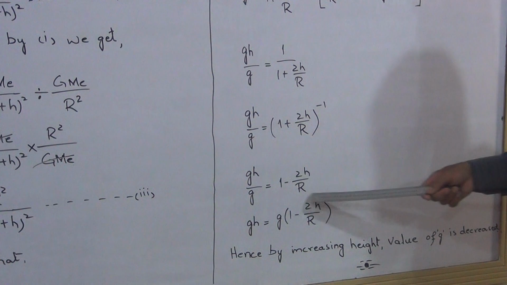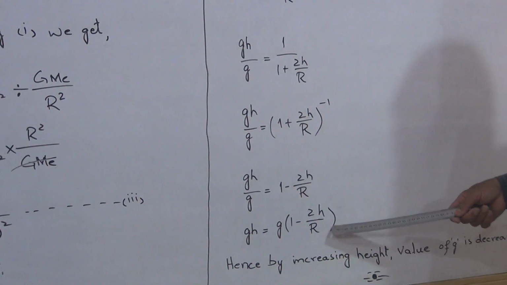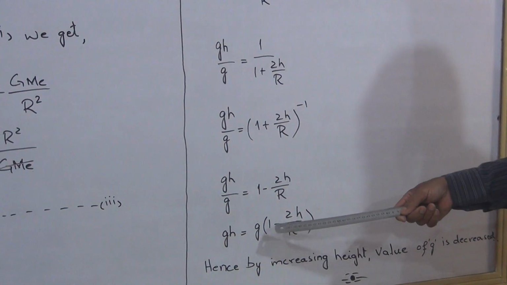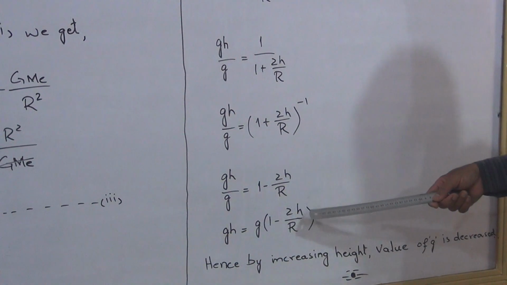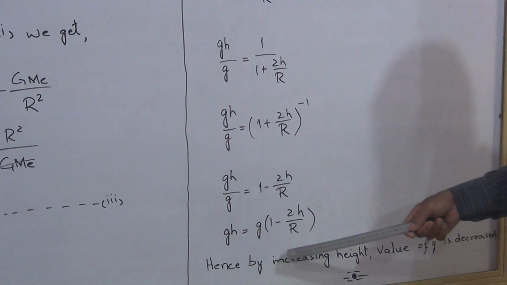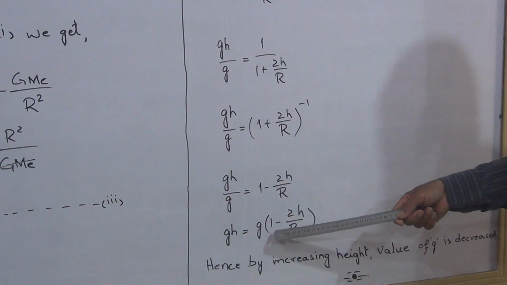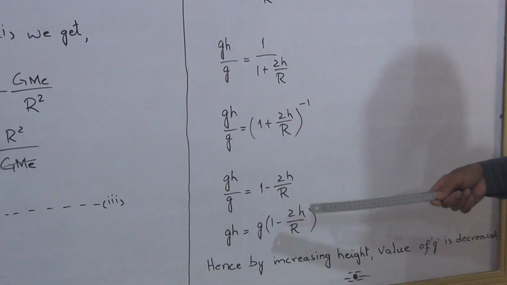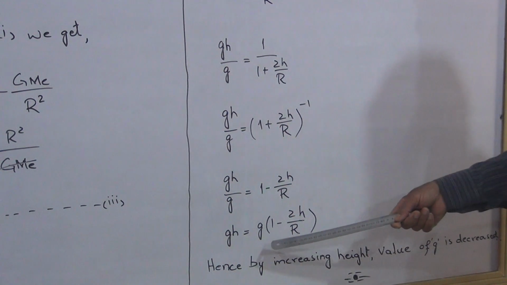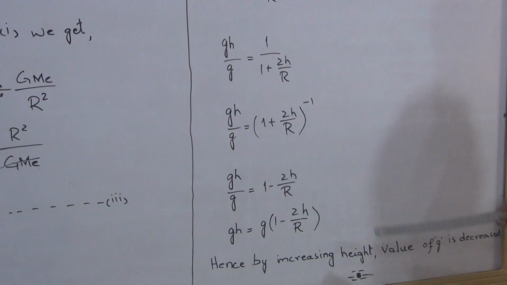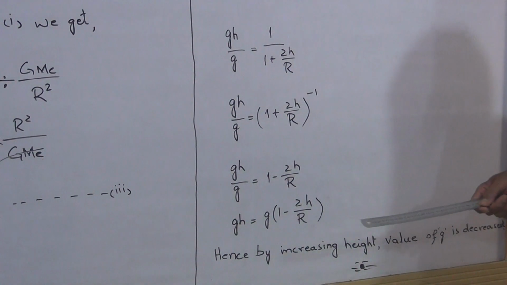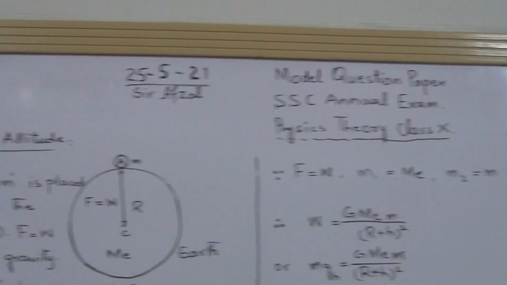By this calculation, the value of g on the surface is 9.8. But here, by putting in the value of h and the radius of the earth and calculating 1 minus this value, the value of g becomes less, about 2.5. So the value of g is decreased by the increase of height. Okay, the next question we will solve in the next class.